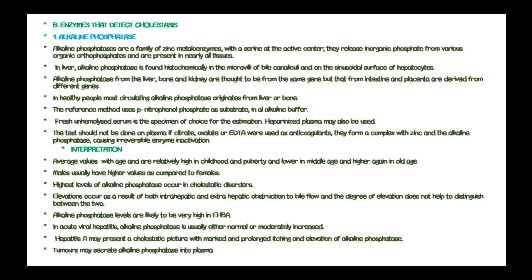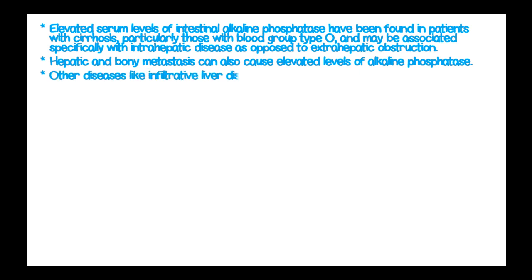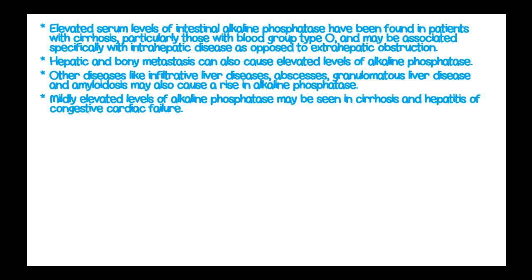Some tumors may also secrete alkaline phosphatase into plasma. Elevated levels of intestinal alkaline phosphatase have been found in patients with cirrhosis, particularly those with blood type O, and may be associated specifically with intrahepatic disease as opposed to extrahepatic obstruction. Hepatic and bony metastases can also cause elevated levels of alkaline phosphatase. Other diseases such as infiltrative liver disease, abscesses, granulomatous liver disease, and amyloidosis may also cause a rise in alkaline phosphatase. Mildly elevated levels may be seen in cirrhosis and hepatitis of congestive cardiac failure.